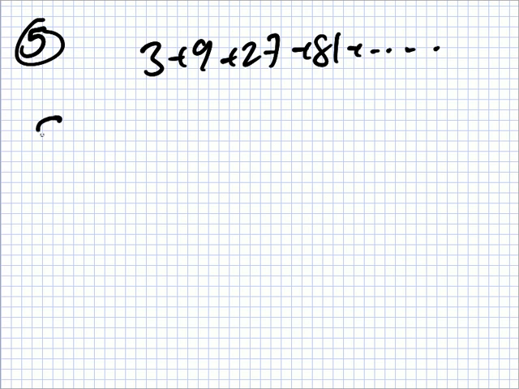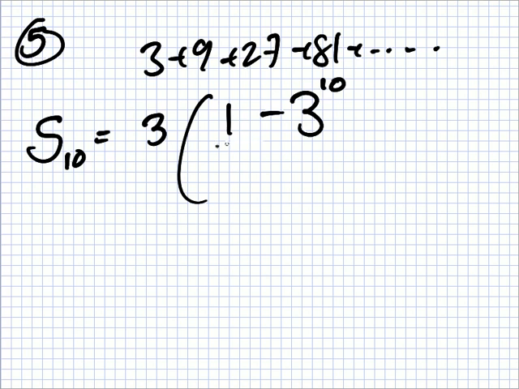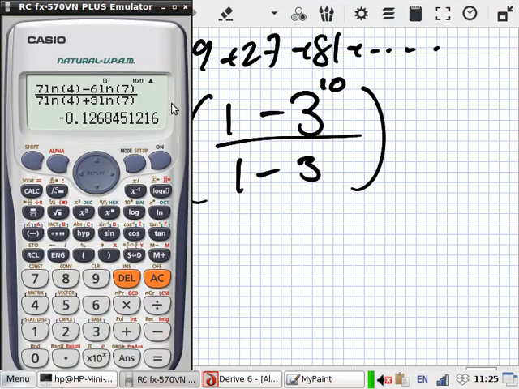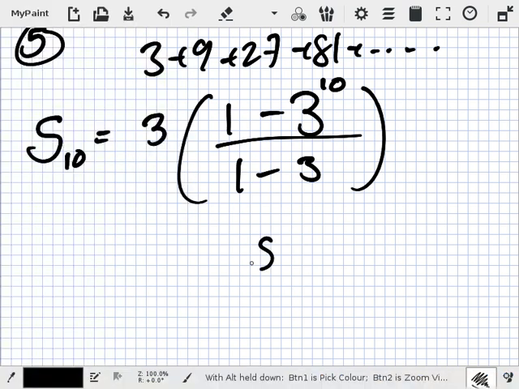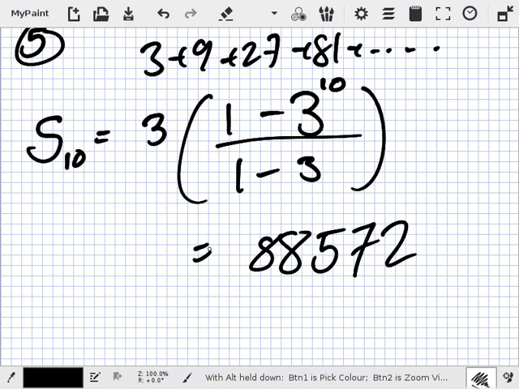So the formula for S10 in the GP is a times (1 minus r to the n) over 1 minus r. Now we can hit this in on the calculator here. I'll just put it on the calculator so people can see. So it's 3 times (1 minus 3 to the power 10) over (1 minus 3), which gives 88,572. That is the answer.